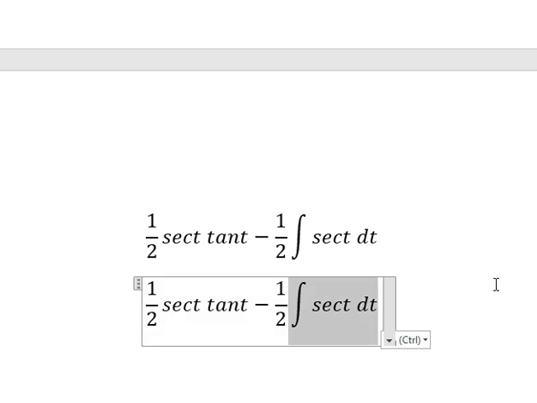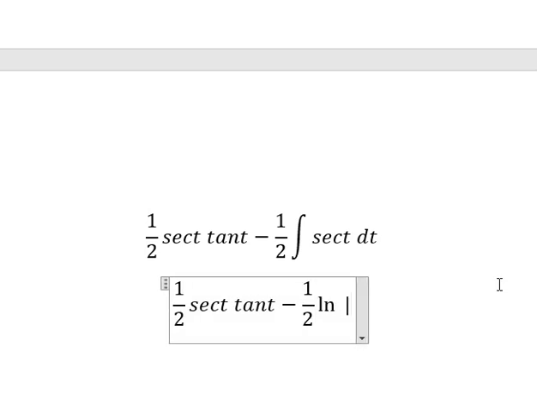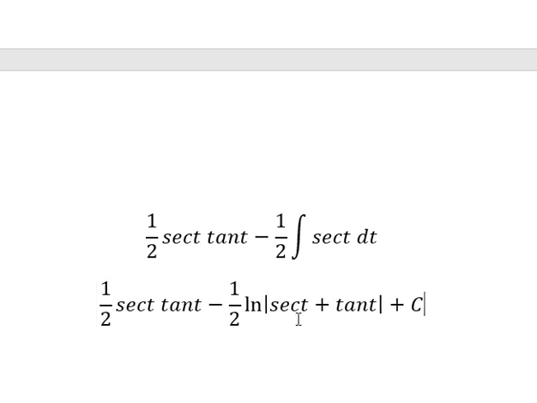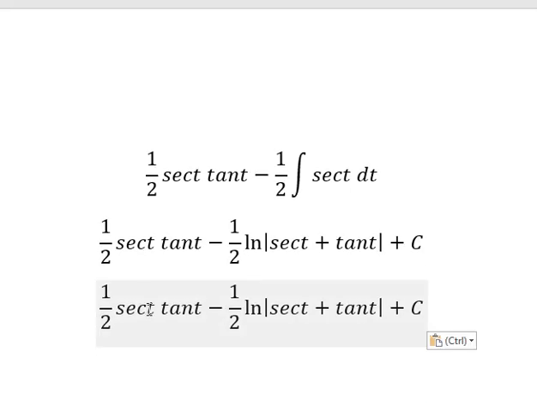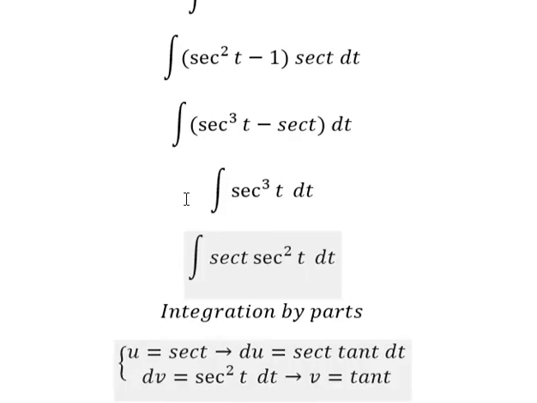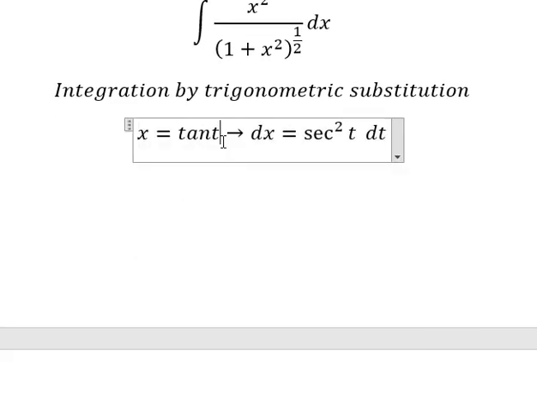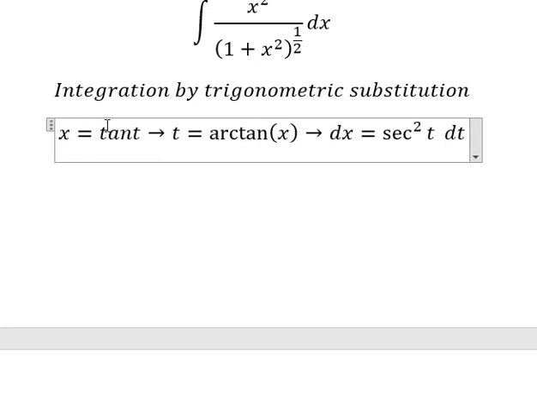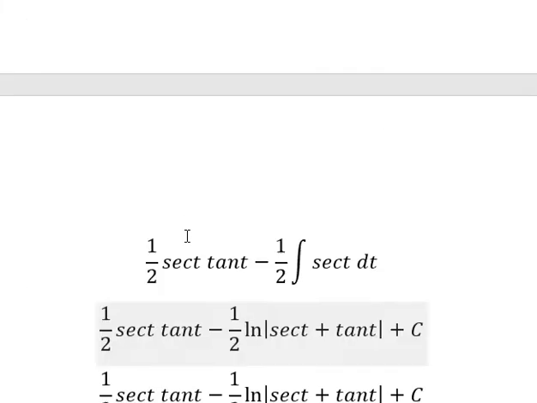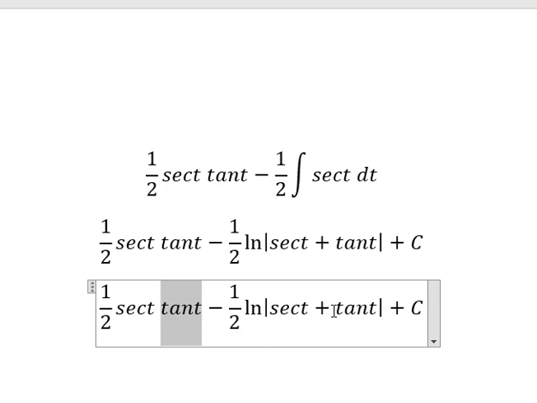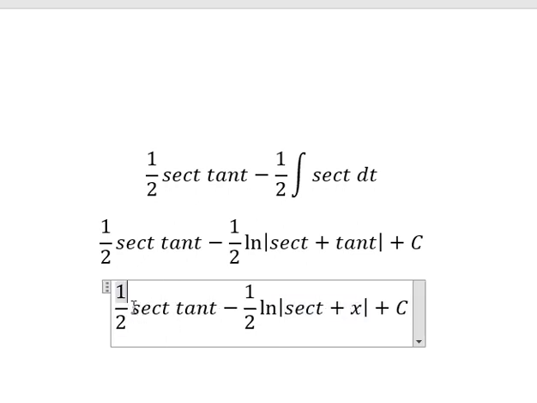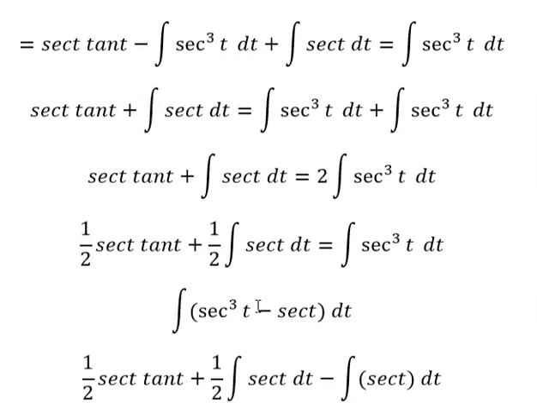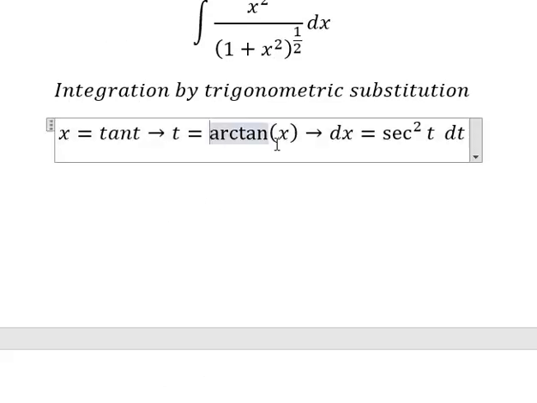The integration of this one, we have ln of the absolute value of secant of t plus tan t, and I will put c. About t, we have t equal to arctan of s. And now if we have tan t equals s, we can change to s. For example, this one and this one. About t, we change to arctan of s.